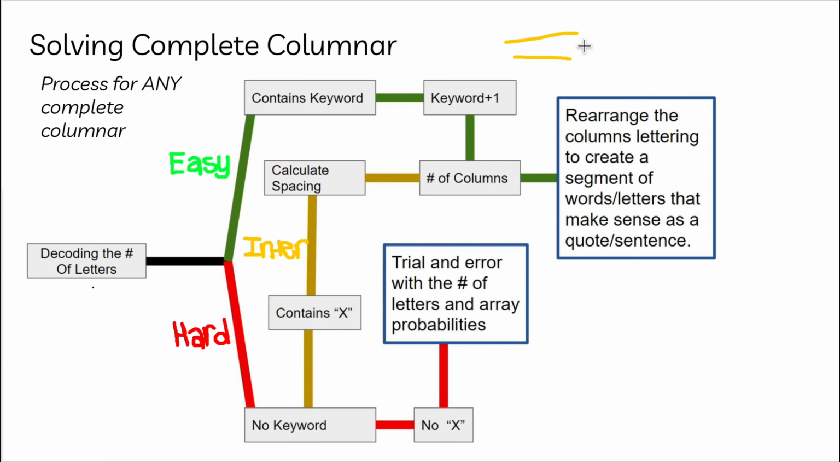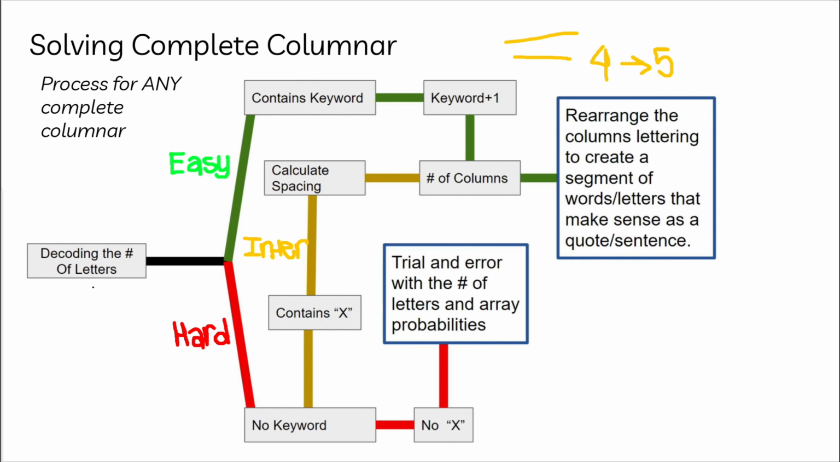You would add 1 to that keyword length. So if there are 4 letters in life, then that would become 5, and that gives you your column number. Then you divide the total number of letters in the ciphertext by the column number to get your row number. This is for easy and intermediate: rearrange the columns to create a segment of words, letters that make sense as a quote or a sentence.